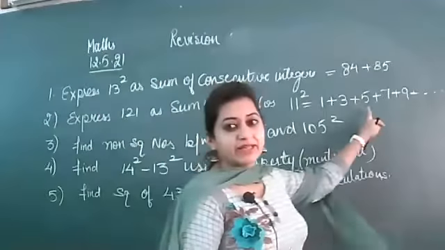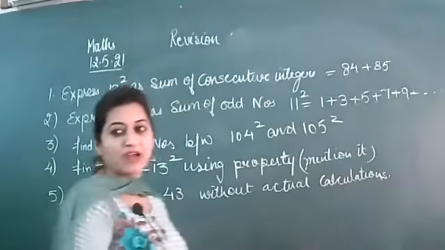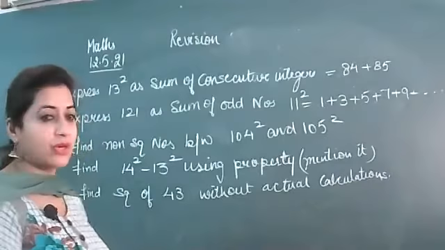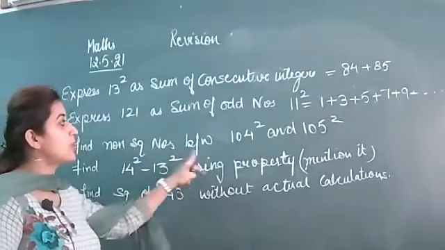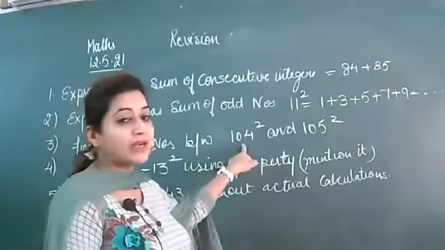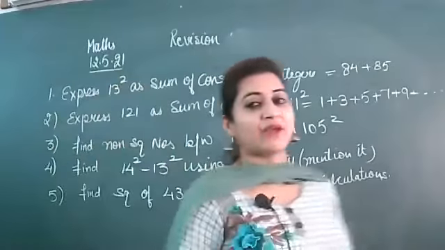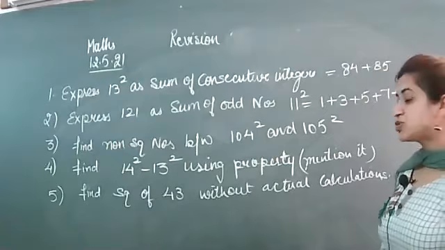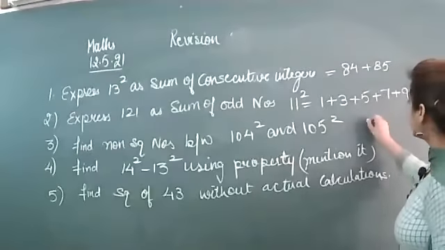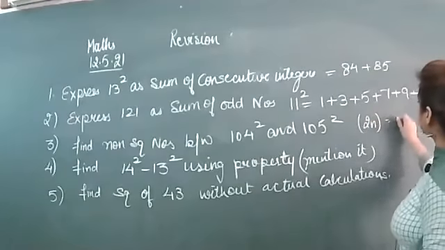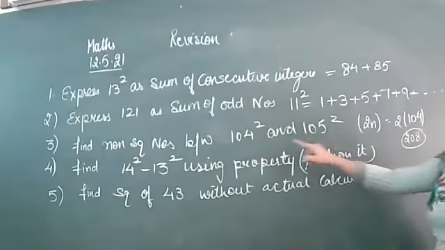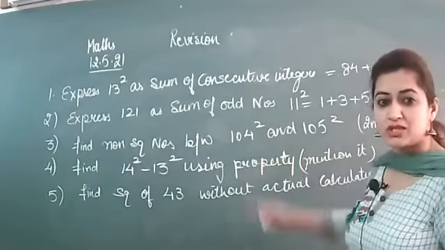You will write it in this manner: 1 plus 3 plus 5 plus 7 plus 9, till the first 11 odd numbers you will write. Find the non-square numbers between 104 square and 105 square. As you know, between two consecutive numbers' squares, there lie 2n numbers. So 2 into 104 is 208 numbers will lie between the squares of these two.